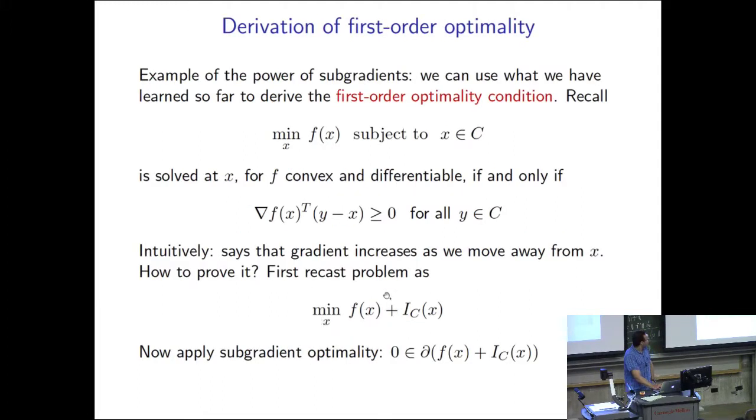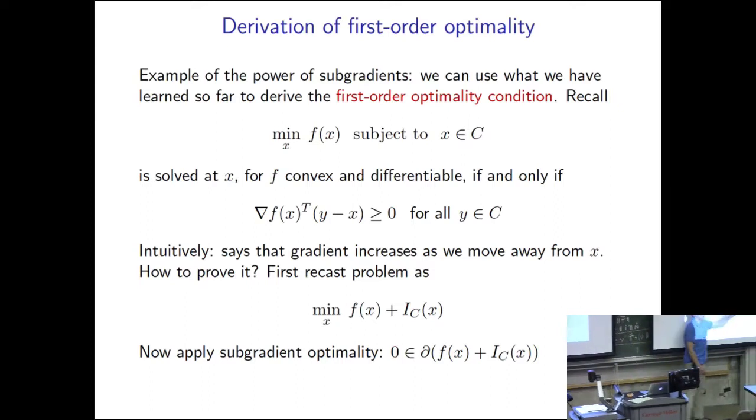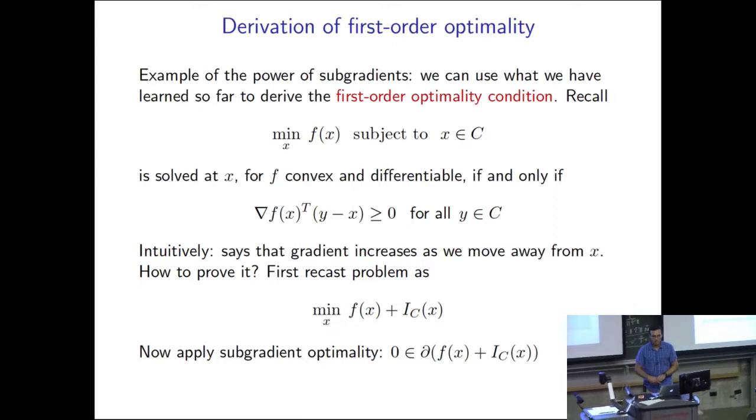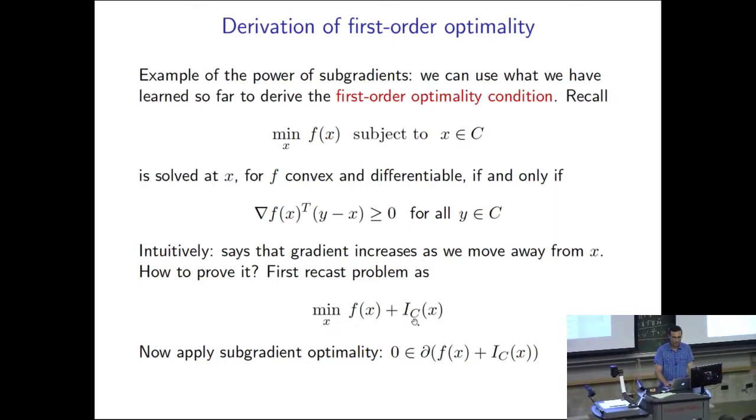So let's do a couple things. First, let's recast this problem as just minimization of an unconstrained function by writing this constraint as an indicator. We're going to minimize over all x, f plus the indicator. When x is in the set, we'll get 0 here, and when x is outside the set, we'll get infinity. So it's going to effectively enforce this constraint. And now let's just apply subgradient optimality.